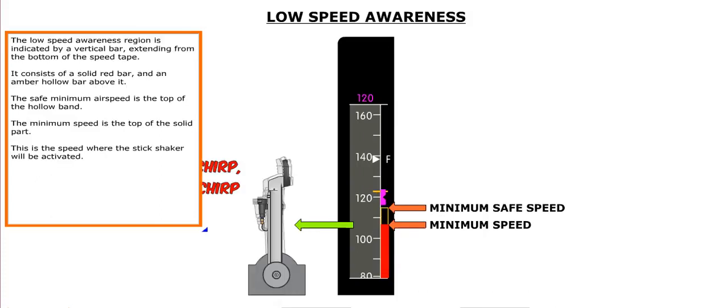The low speed awareness region is indicated by a vertical bar, extending from the bottom of the speed tape. It consists of a solid red bar, and an amber hollow bar above it. The safe minimum airspeed is the top of the hollow band. The minimum speed is the top of the solid part. This is the speed where the stick shaker will be activated.